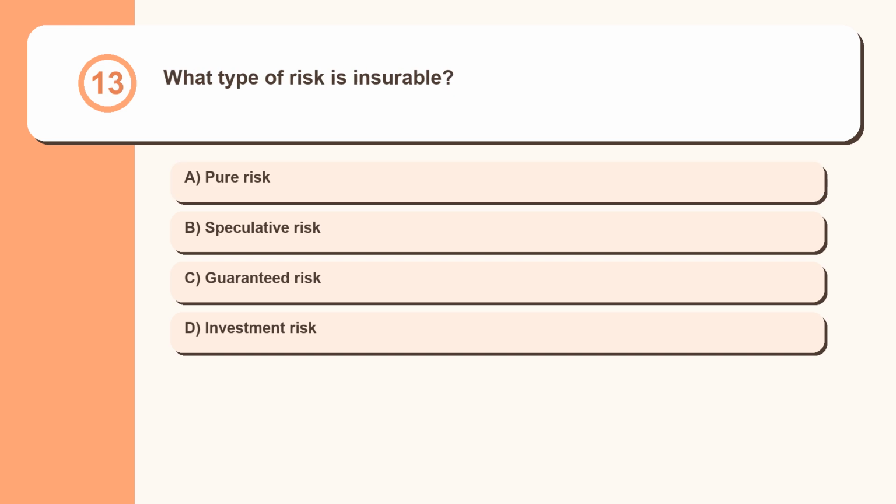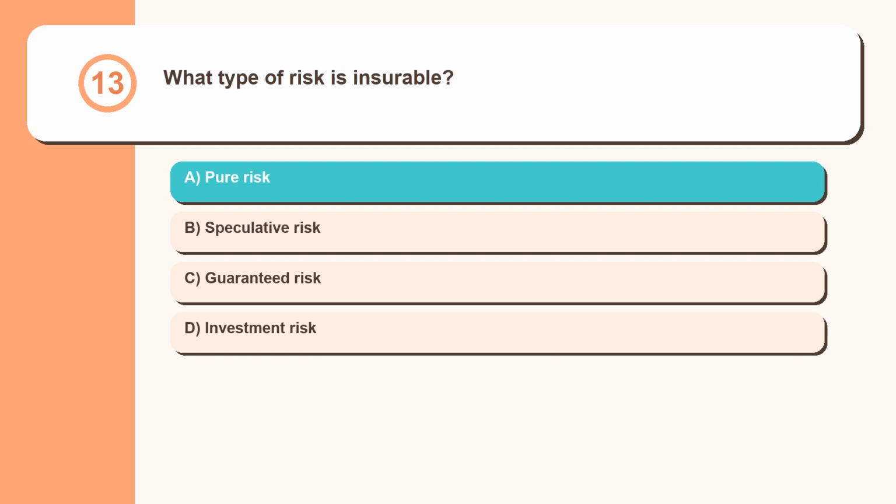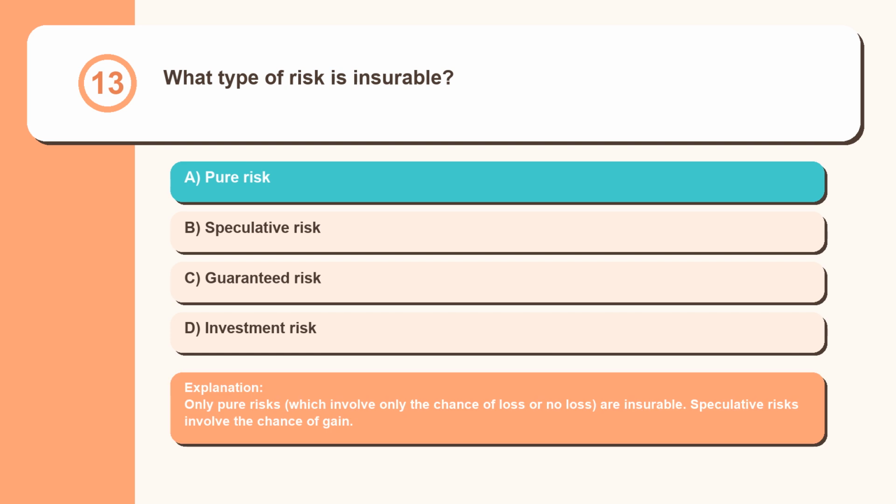Question 13. What type of risk is insurable? Pure risk, speculative risk, guaranteed risk, investment risk. Only pure risks, which involve only the chance of loss or no loss, are insurable. Speculative risks involve the chance of gain.